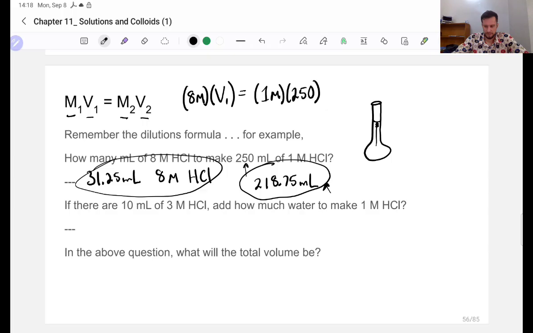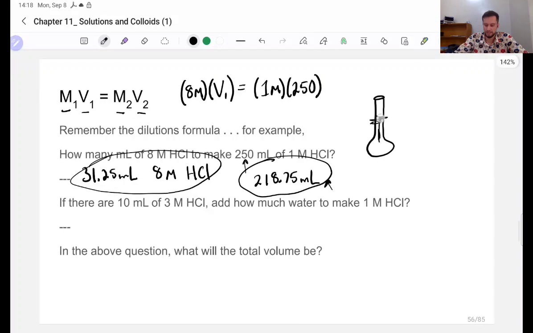Actually, this isn't really the best case of using a volumetric flask. The best case to use it would be if you had a chemical that wasn't a liquid, wasn't aqueous already, and you made it aqueous, added it to the flask, and then you add water to get up to that line. So you could just use a graduated cylinder here for this one. But anyways, if there are 10 milliliters of 3 molar HCl, add how much water to make 1 molar HCl?